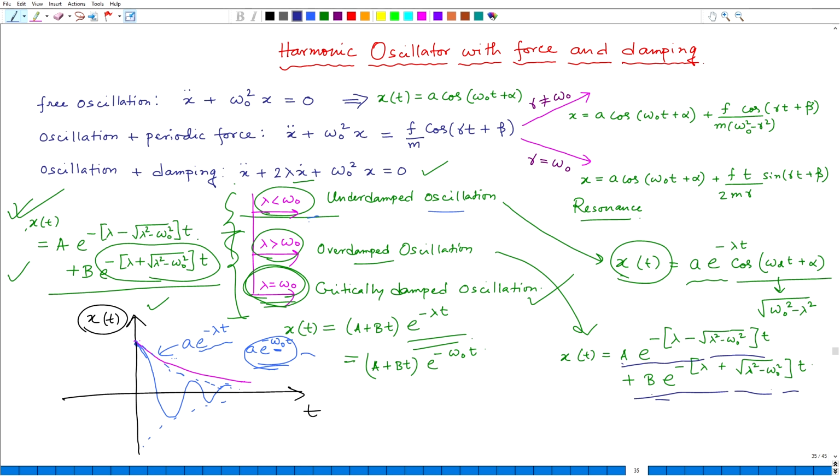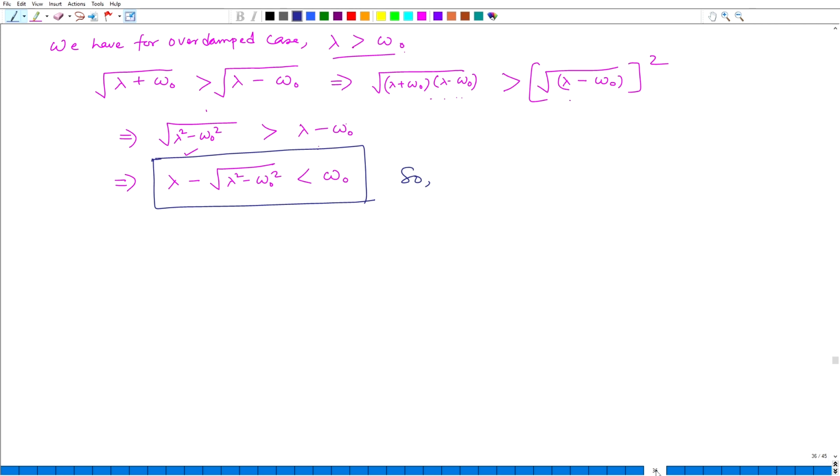Now, this part, which is much greater than lambda, falls off very quickly. So, the term which actually survives and which can be compared to the surviving part of the underdamped and critically damped oscillation is the first one. And for this first one, we have shown that lambda minus the root of lambda square minus omega 0 square is actually again less than omega 0.